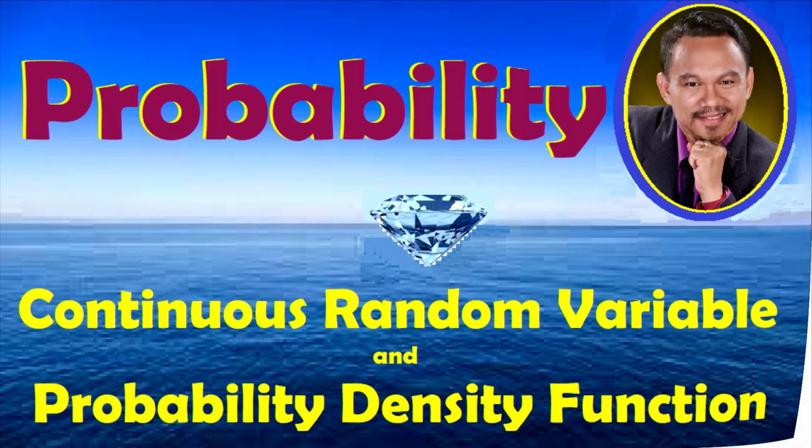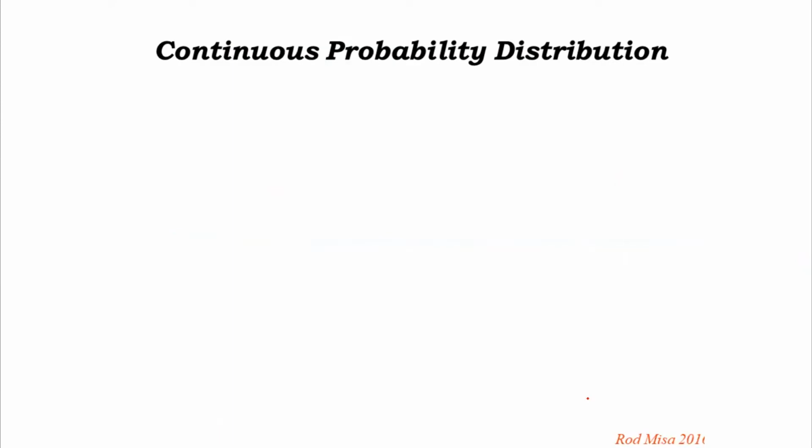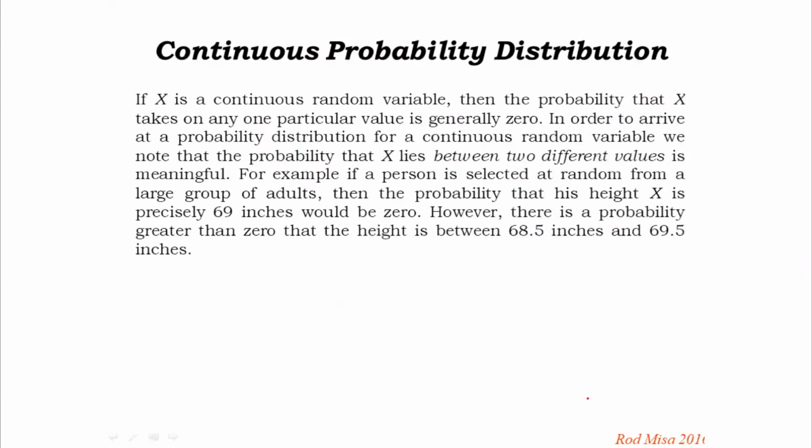In this video, I will be discussing continuous probability distribution. Now, if the random variable x is a continuous random variable, then the probability that this random variable takes on any one particular value is generally zero. In order to arrive at a probability distribution for a continuous random variable, we note that the probability that x lies between two different values is meaningful here.